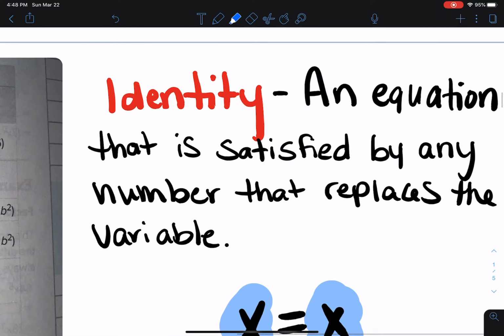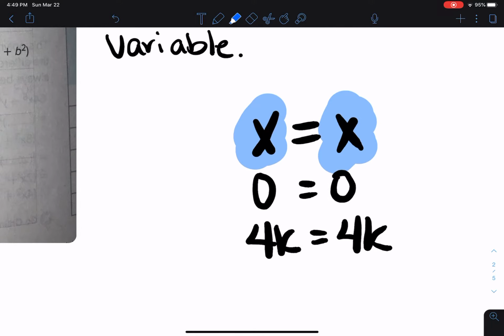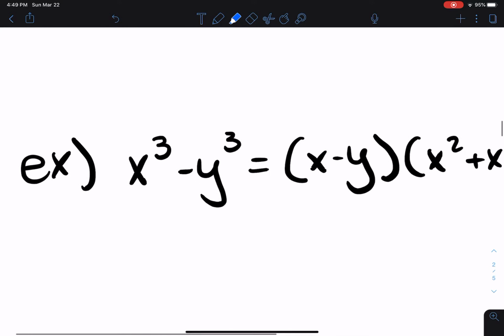So an equation that is satisfied by any number that replaces the variable, no matter what you stick in there, it's still going to be this. It's going to be equal. They're going to be the same, okay? So let's do a couple examples. I got 2 for you today and 1 for you to work on. So here we go. Example numero uno.